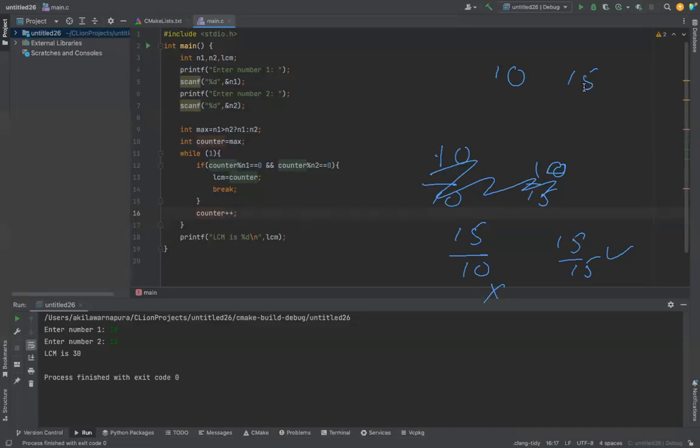Why? You know, in between 15 and 30, the 15 cannot be divisible. The 10 can be divisible, because when you come to 20, the 20 can be divided by 10, but the 15 cannot be divisible. Therefore, there is no point of checking 20 and those things in between 15 and 30.